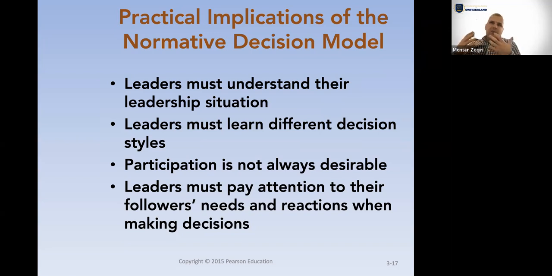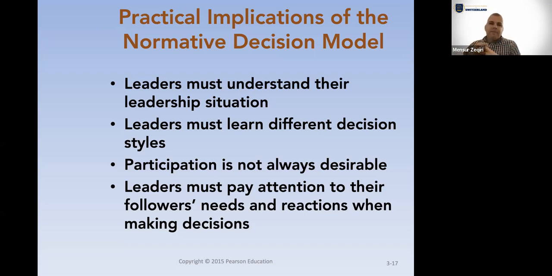Also, what this model suggested is that participation is not always desirable as a leadership style. So in certain cases, you are more autocratic. In certain cases, you consult. In certain cases, you totally delegate the decision making. So this is what this model shows. So you should not always have your followers participate.